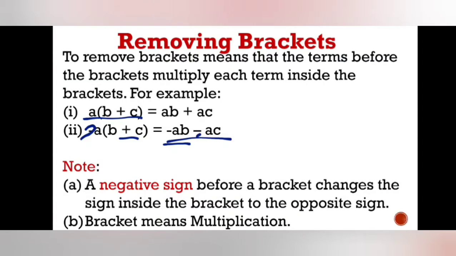In other words, if there's a positive sign inside the bracket, the negative sign outside changes it to a negative sign, and vice versa. Bracket means multiplication. Bracket means multiplication. You have to take note. Now let's take an example.